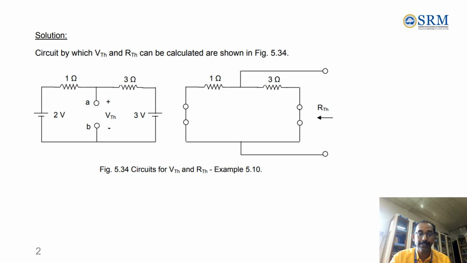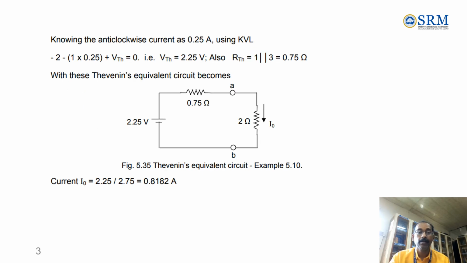In the same way, you can calculate the Thevenin voltage. Open the load resistance and measure the voltage across the removed load resistance point, which I have marked here as A and B. That voltage is called Thevenin voltage. Again, this is also a very simple circuit in which two voltage sources and two resistances are connected. Easily you can calculate the value. As I have mentioned, 1 and 3 are in parallel, so 0.75 is Thevenin's resistance, and Thevenin voltage is 2.25.